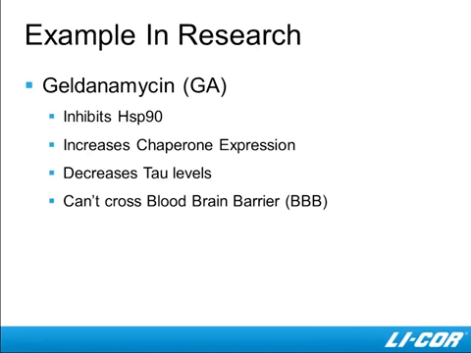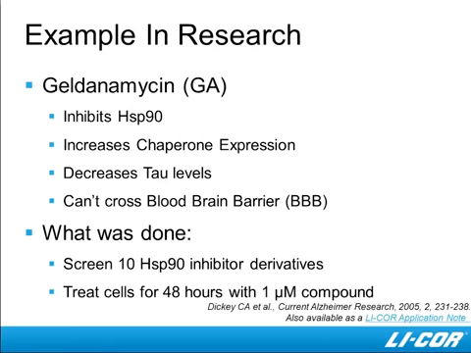So what they did is they did the In-Cell Western assay. They treated cells for 48 hours with 1 micromolar of these different compounds, and then assayed for HSP90, chaperone expression, and tau levels. So here's some of the example data that they found. What I'm showing are the In-Cell Western data, and alongside I'm showing the Western blots that they did as a proof of concept. So let's just start at top, looking at total tau protein.